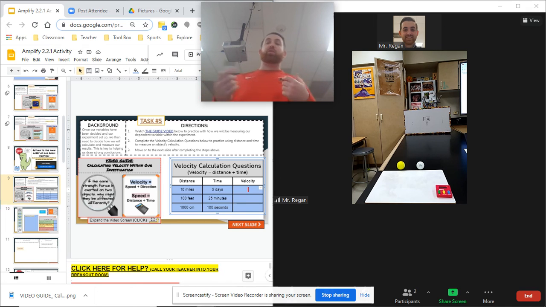So before we get into our lab and calculating the velocity of our two objects, let's do a quick practice. Go into that velocity calculation question table, calculate the velocity of those three examples just to make sure you have a solid foundation, and then reach out to me if you need any help. Good luck.